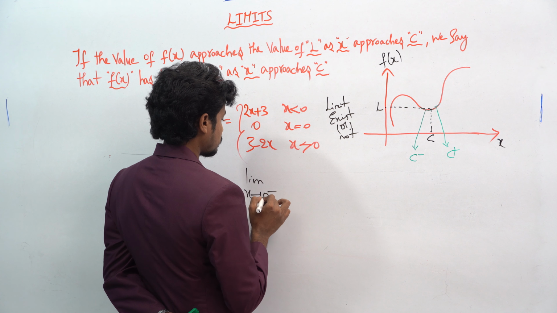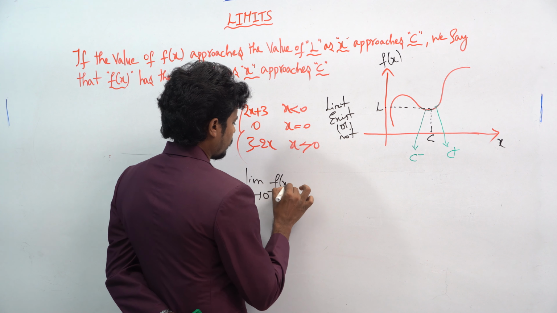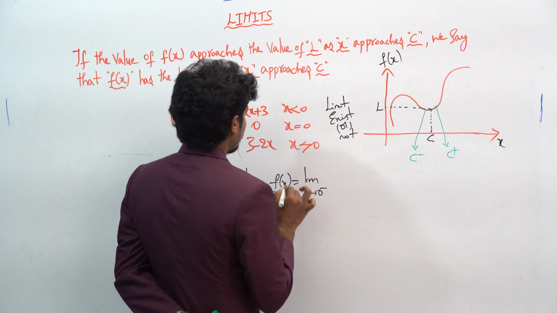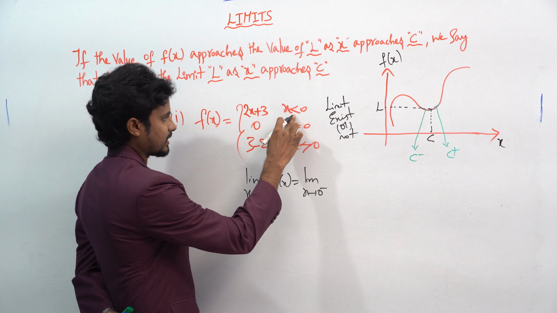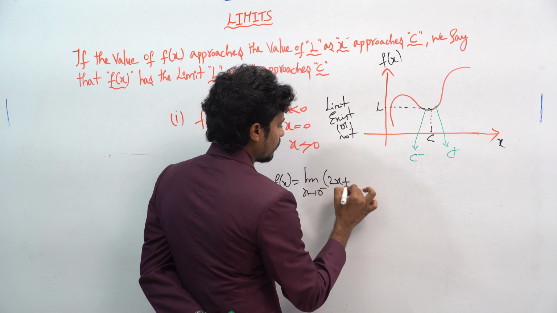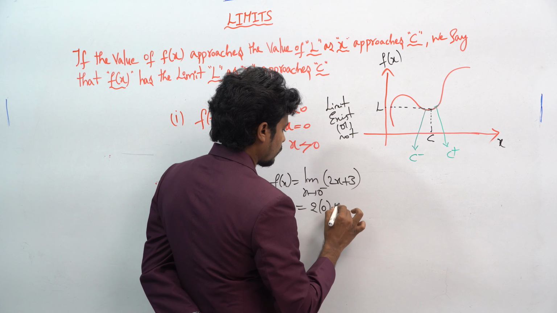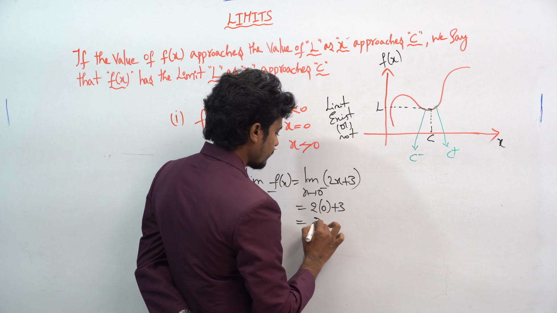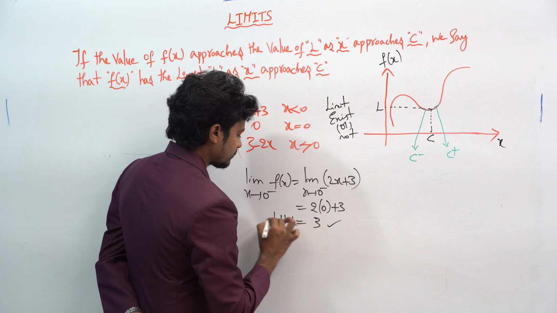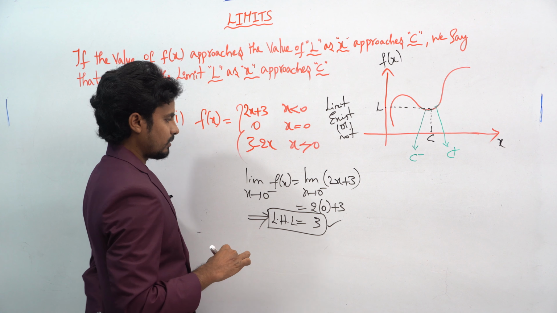Here the limit as x tends to 0 minus of f of x, for x less than 0, is 2x plus 3. So this will become 2 into 0 plus 3. This will become 3. So this will be the left hand limit. How much will you get? You will get 3.